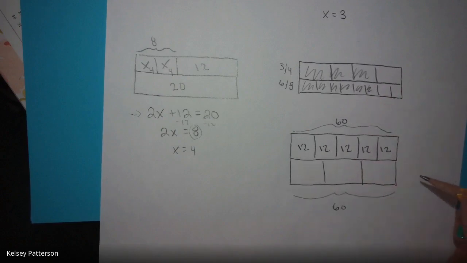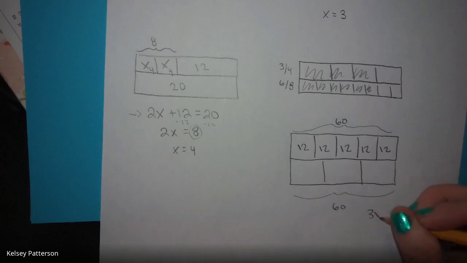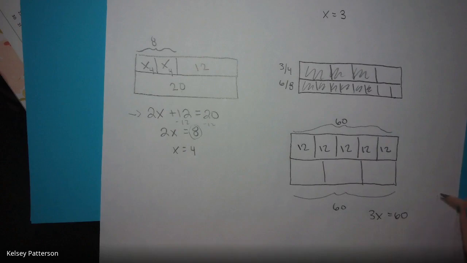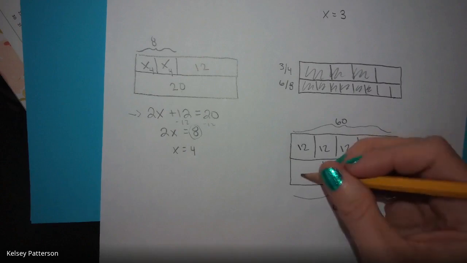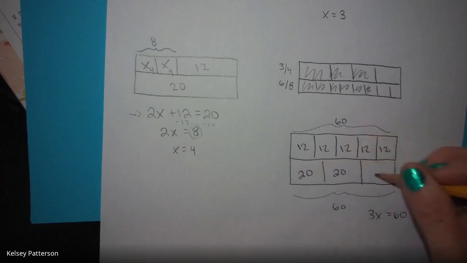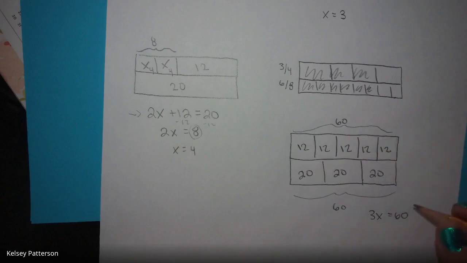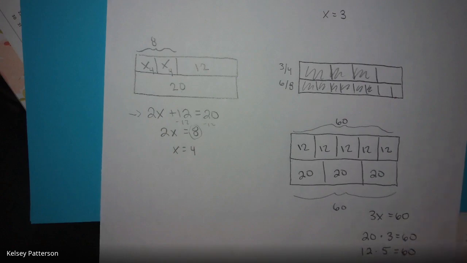So if I have 60 hats that I need to now split evenly amongst 3 baskets, so I could say 3x equals 60, or it's just such a nice visual, kids might automatically know that it's going to be 20, 20, 20. And you could then double check it, or have them check it. 20 times 3 gives me 60, and 12 times 5 gives me 60. So those are going to be even, and those are going to be the total amount of hats.